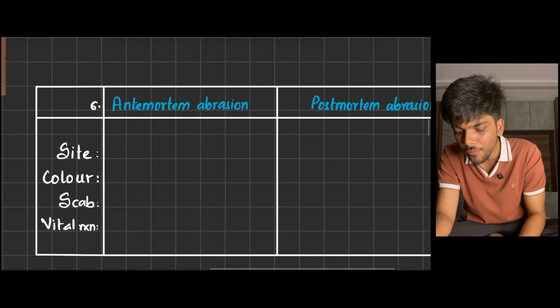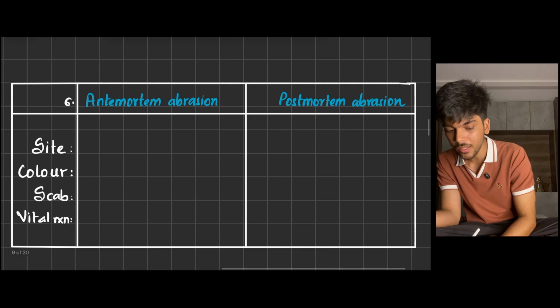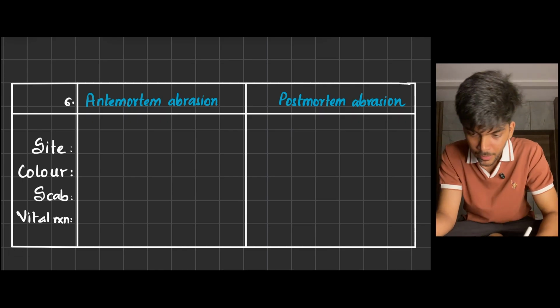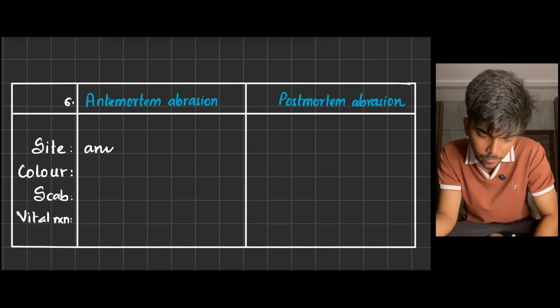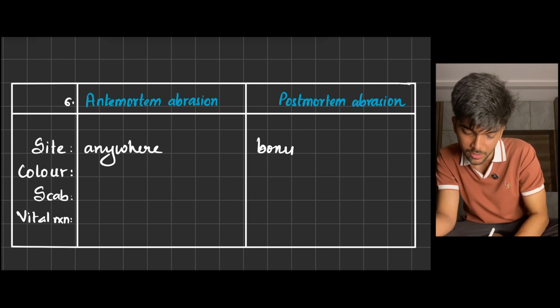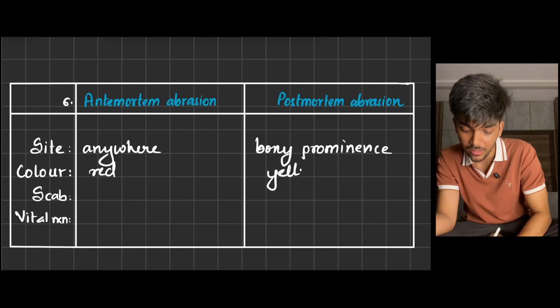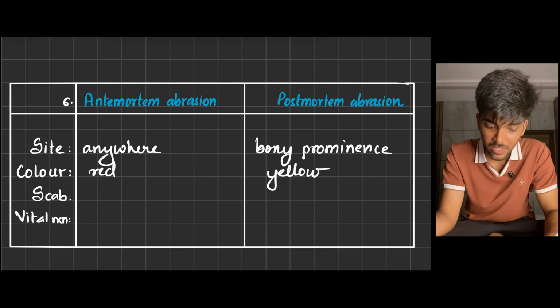Then, how do you differentiate whether the abrasion was inflicted before death or after death? This is how. First, site. Before death, it can be anywhere. But after death, it is most probably over bony prominence, because while handling the body, abrasion might be there over bony prominence. Color, it's red due to blood before death. After death, the body is pale and the abrasion is yellow.